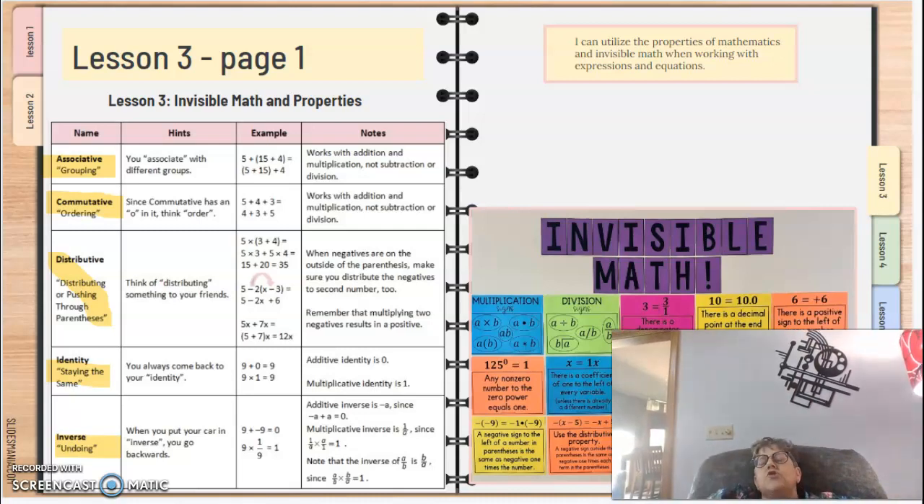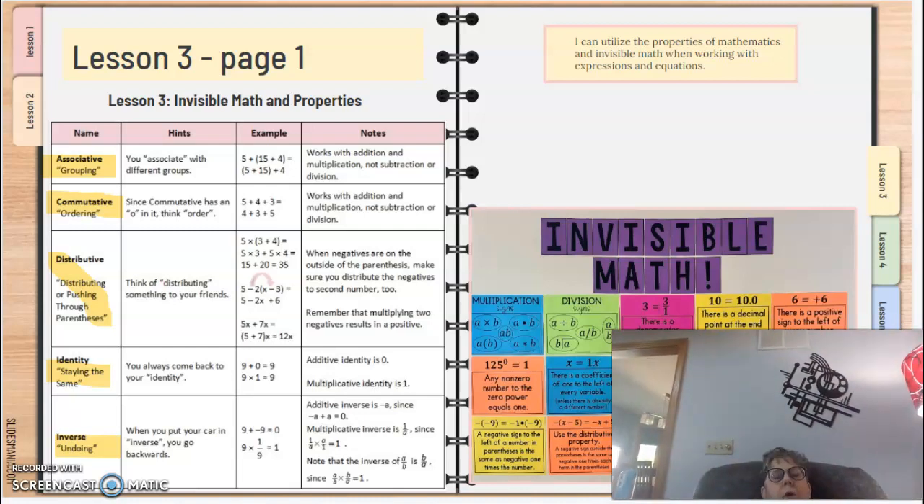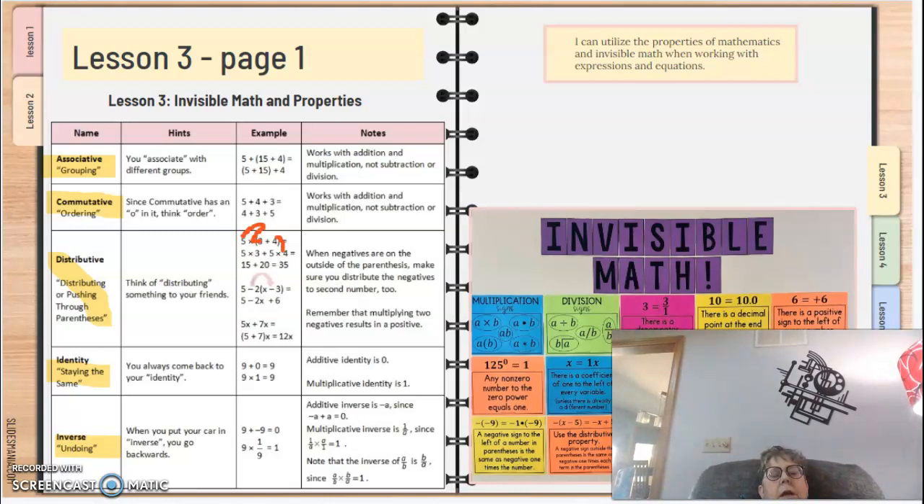But when we can use the distributive property, we can kind of forget GEMDAS a little bit and take care of things in this manner. 5 times 3 here plus 5 times 4 here gives you 15 plus 20, which is 35, which is the same thing that we got using GEMDAS taking care of the parentheses first.